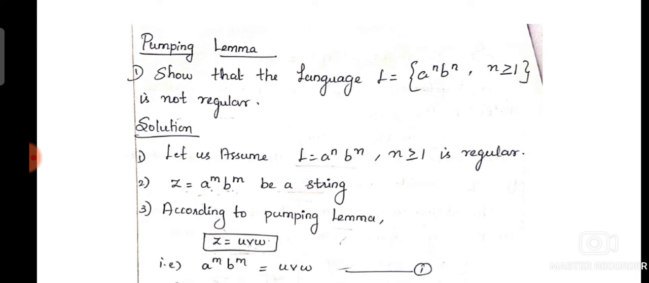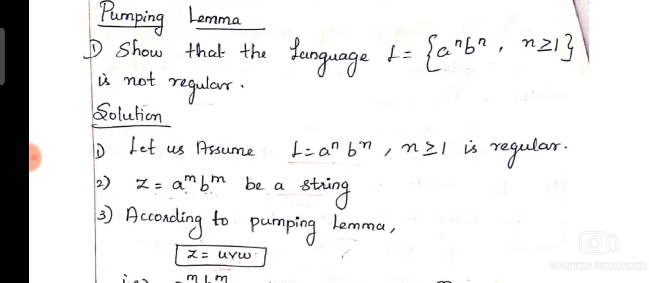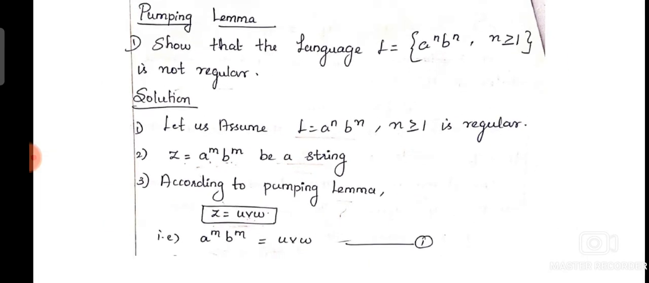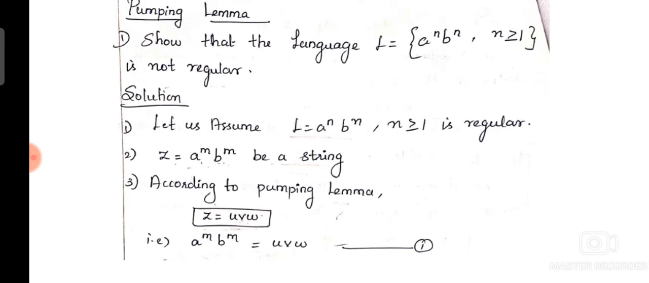And in the second step, we will take one sample string. That is, our language is a power n, b power n. We have to take one sample string from our language. So we can take z as one of our strings, that is z equal to a power m, b power m, be a string from our language. And in the third step, according to the pumping lemma, z equal to uvw.